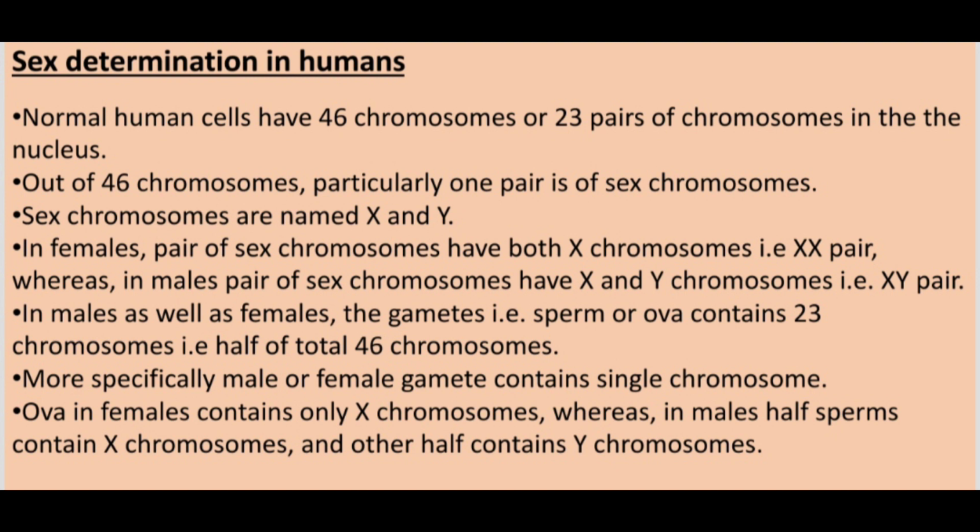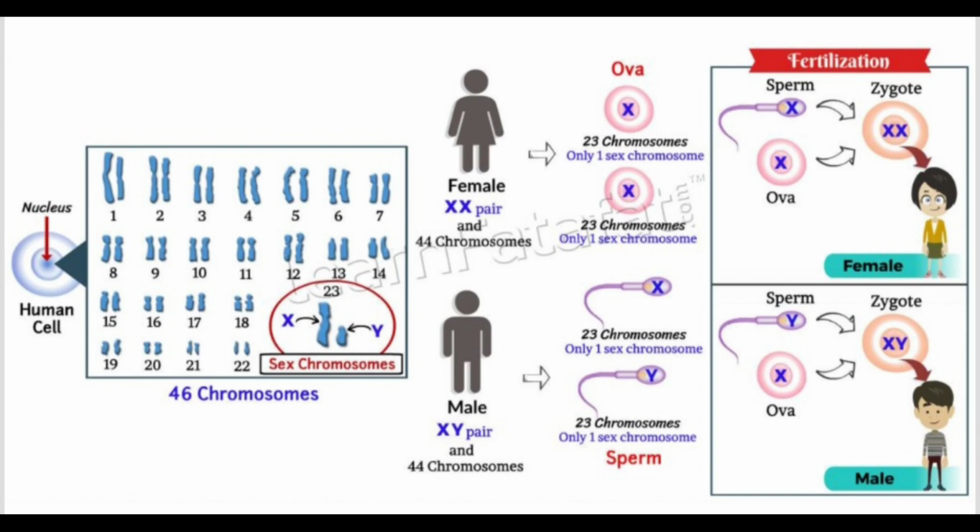In males as well as females, the gamete, that is sperm or ova, contains 23 chromosomes, that is half of 46. More specifically, male or female gametes contain a single sex chromosome. Ova in female contain only the X chromosome, whereas sperms in male contain the X chromosome as well as the Y chromosome, which we can see in the following figure.